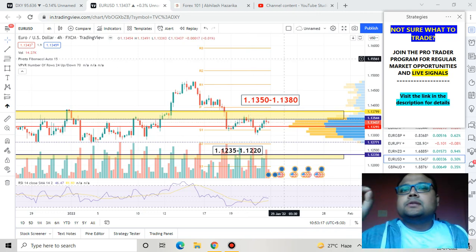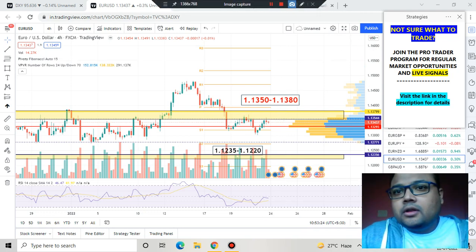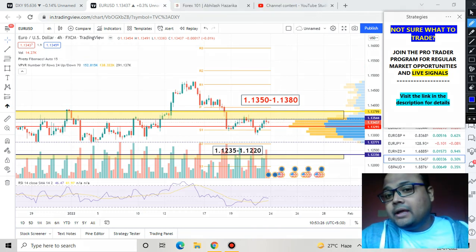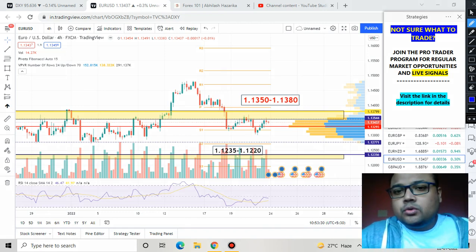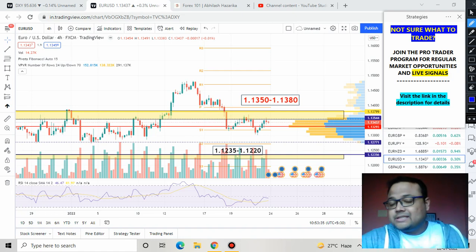So until and unless we see US dollar DXY breaking the support and going down, we will not see Euro USD breaking the resistance. Okay, it will be very hard for Euro USD to break the resistance and go up. It will remain sideways only.